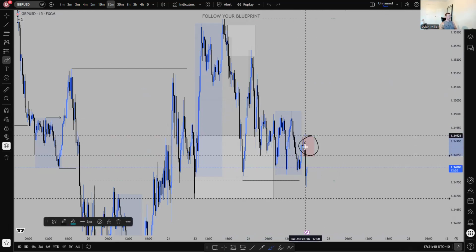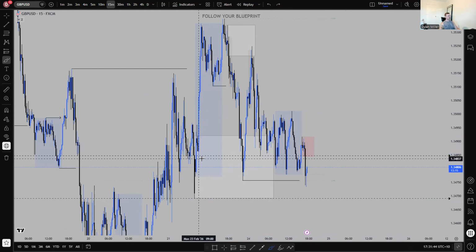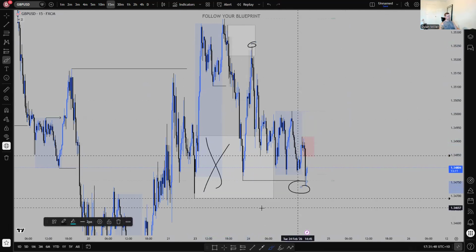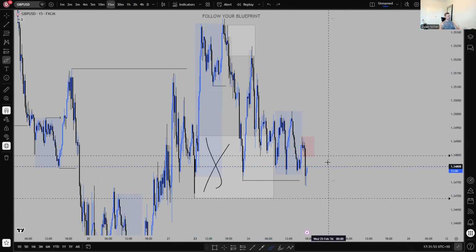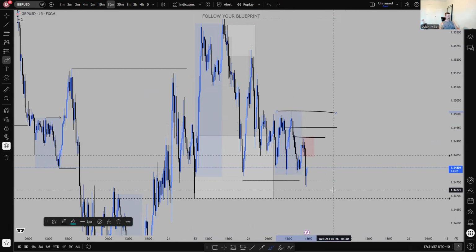So I'd be happy to buy through this area, understanding that this point can hold. However, also understanding that this point may not hold based on this and this. We can buy from down here, but we can also sell off of the inducement of this area and mitigation of this area.